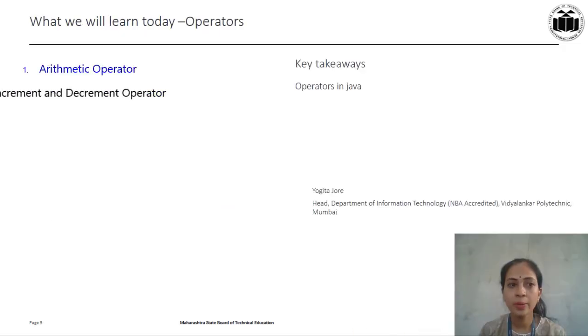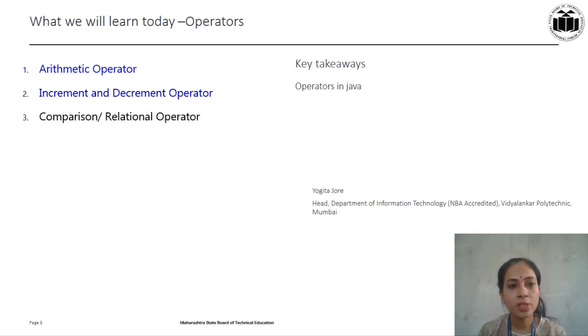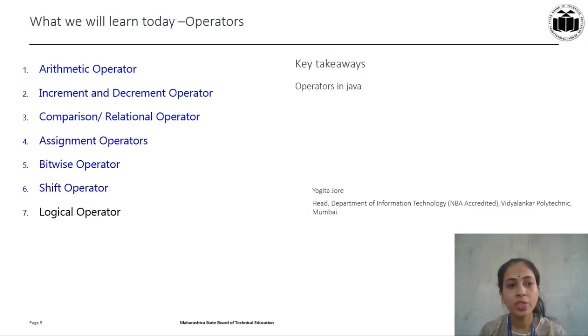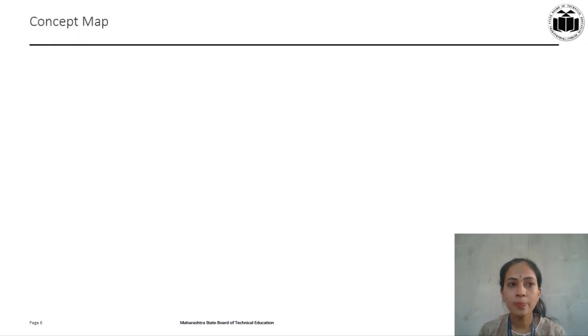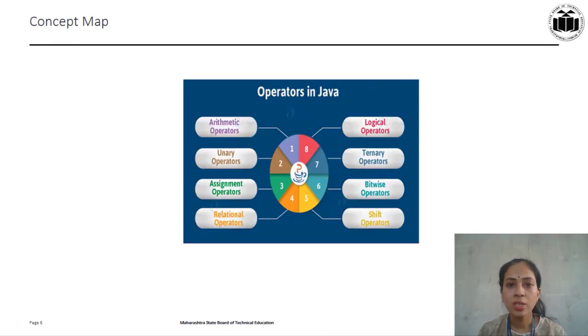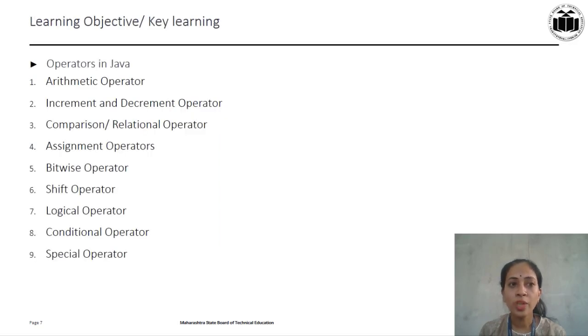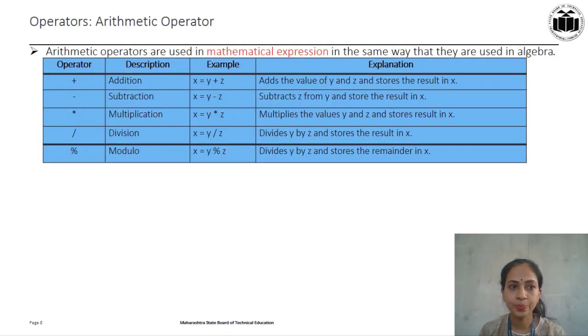First one is arithmetic. Next, increment and decrement. Next, comparison or relational. Fourth one is assignment. Fifth one is bitwise. Sixth one is shift. Seventh one is logical. Eighth one is conditional. And last one is special operator. So this concept map shows the operators available in Java. Today we will learn all the operators along with examples. So let us start with the arithmetic operator.